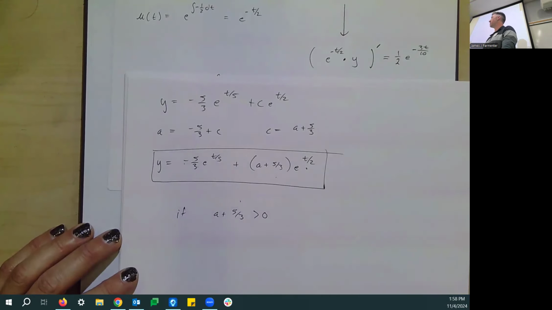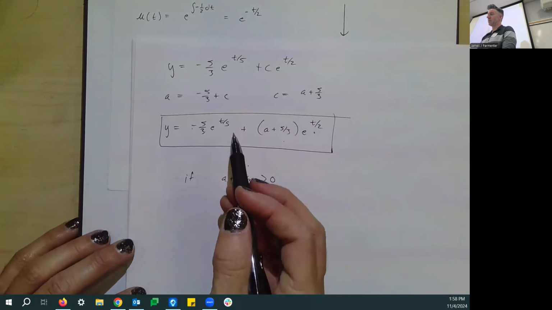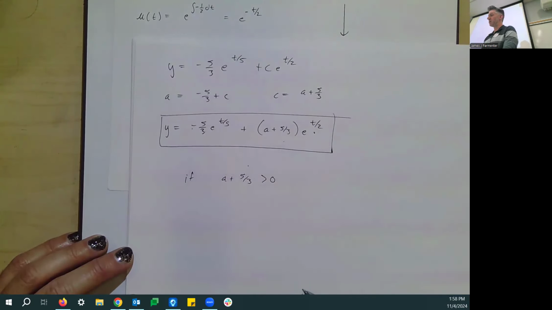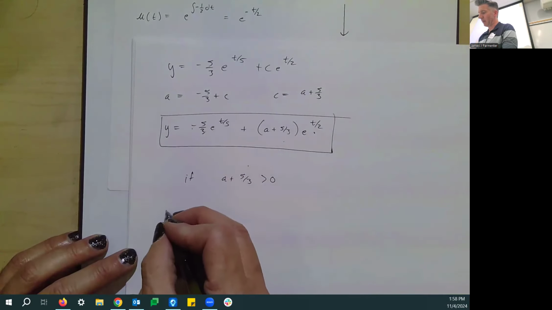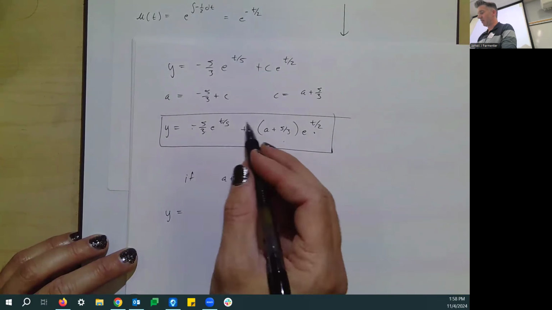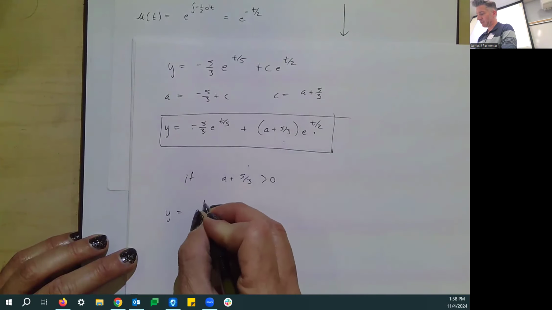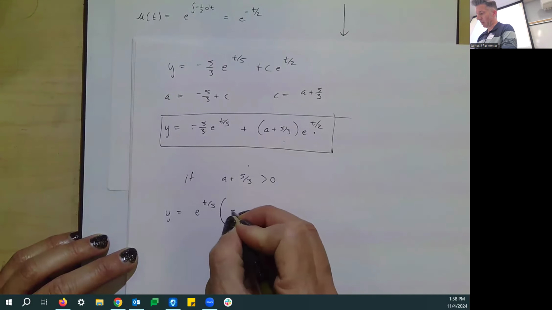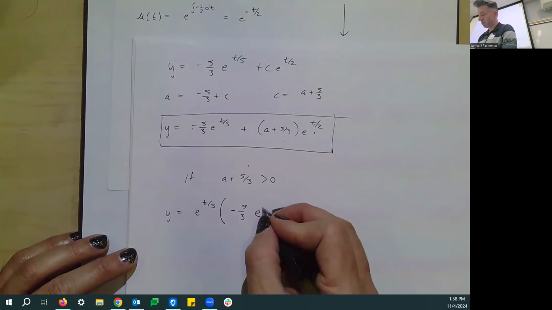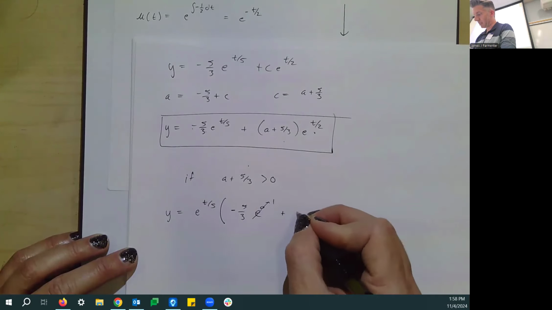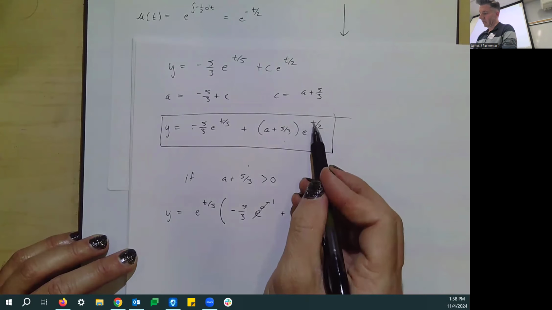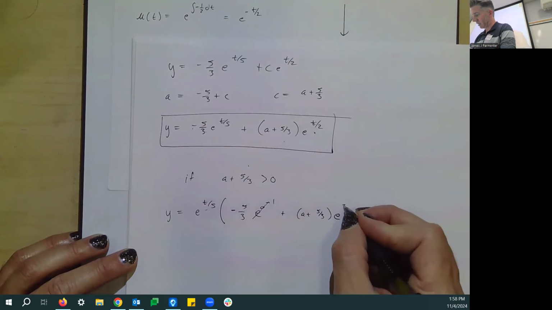Here's an easier way to see that. I might have done myself a disservice by simplifying this e to the t over 5. Here's a way to make this look a little bit easier to parse. I'm going to factor out the smaller power of t. So I'm left with -5/3 times e to the 0 plus (a plus 5/3) times e to the 5/10 minus 2/10, which is 3/10, times t.